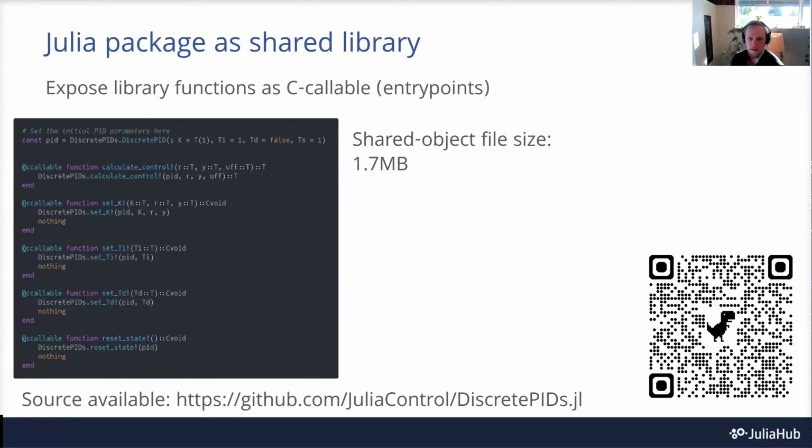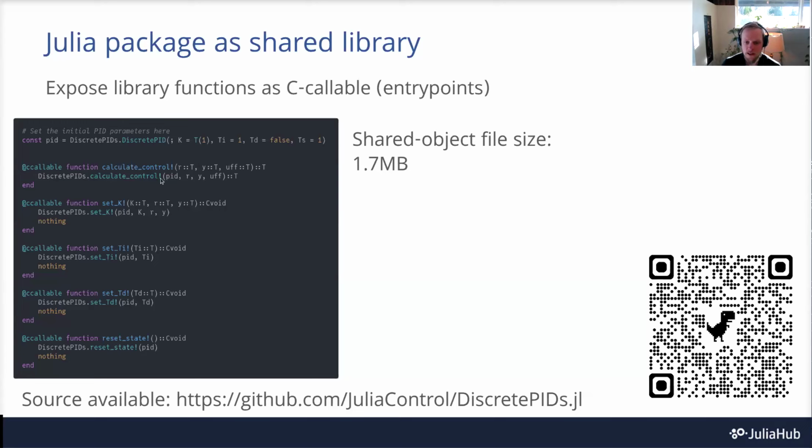So here we see the little script that I will compile. I create a global instance of a PID controller, and I give it some arbitrary starting parameters, 1, 1, 1. And the reason is that I have functions that can change those parameters. And the interesting thing is actually what's going on in these functions. So in this package, DiscretePIDs, we have a function called calculate_control. It takes the current reference and measurement signal and calculates the control output.